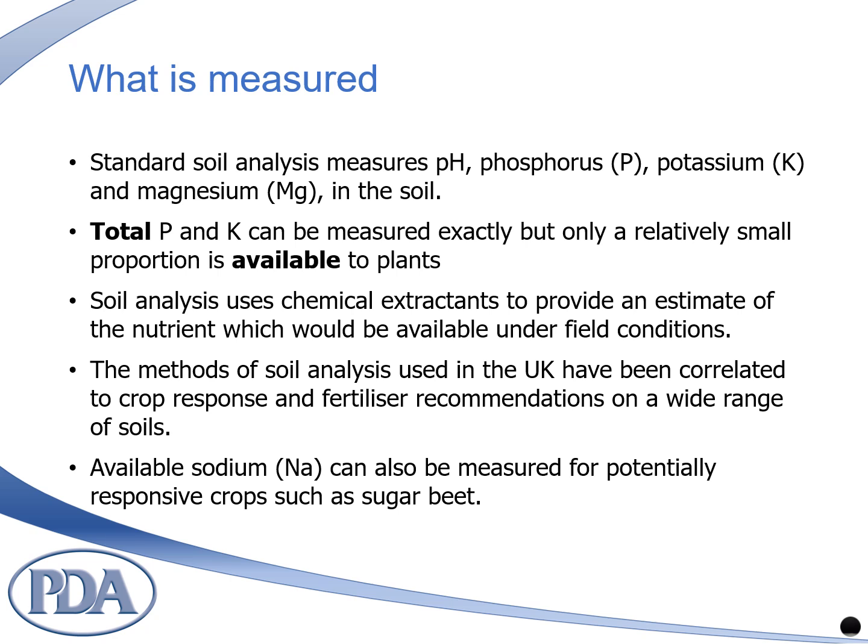The methods of soil analysis used in the UK have been developed over many years and have been correlated to crop response, and therefore to fertilizer recommendations, on a wide range of soils in numerous field experiments. Other measurements of nutrient content or ratios may be made on soils, but unless there is dependable correlation with yields, they are of limited practical value. Available sodium, Na, can also be measured for potentially responsive crops, such as sugar beet.